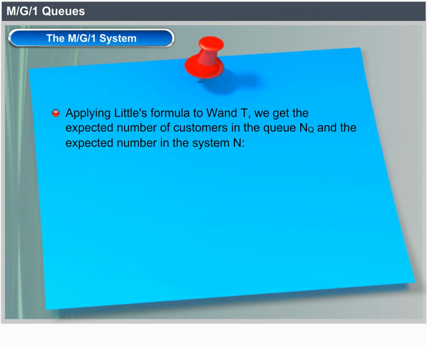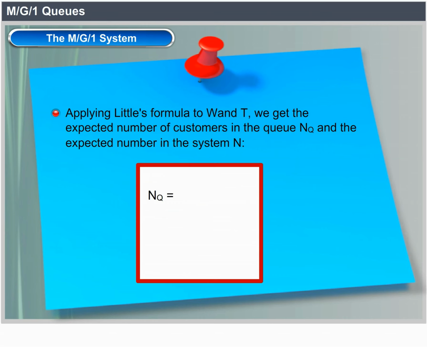Applying Little's formula to W and T, we get the expected number of customers in the queue NQ and the expected number in the system N. NQ equals lambda square X square bar divided by 2 times (1 minus rho). N equals rho plus lambda square X square bar divided by 2 times (1 minus rho).